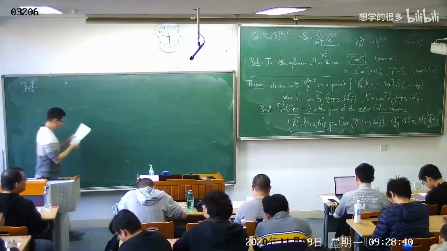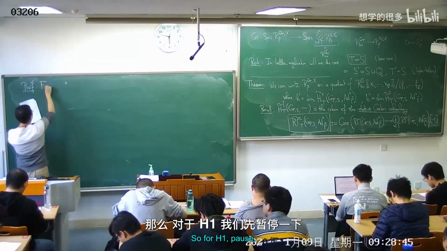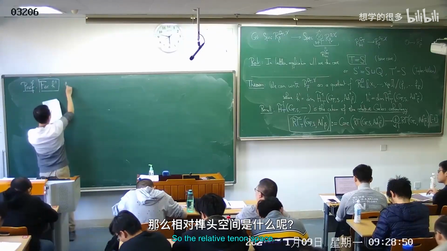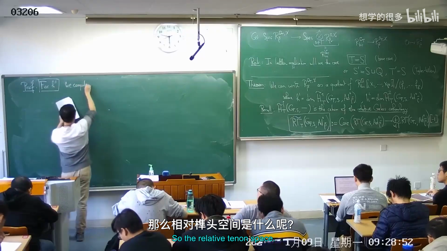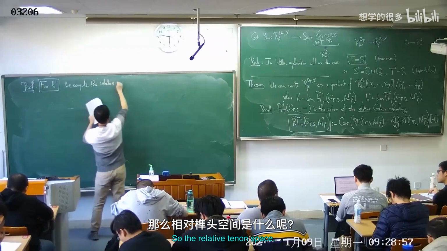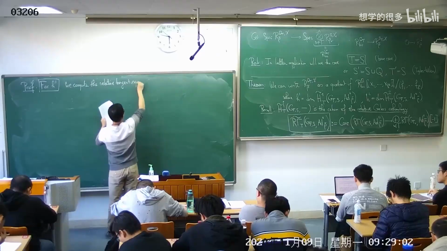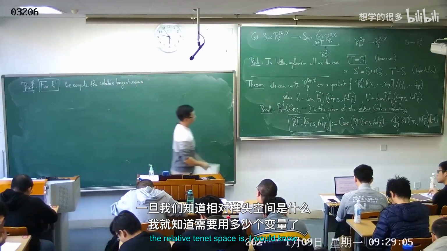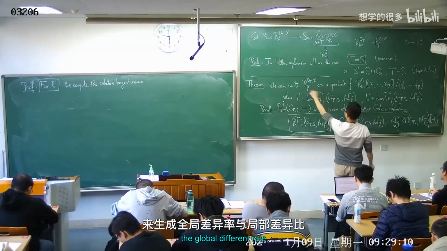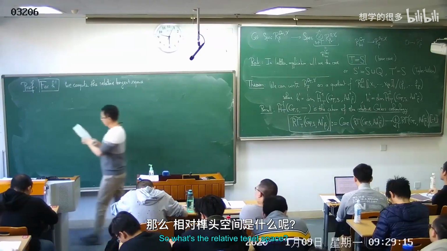So let's do the proof. We only prove H1. So for the H1 part, we compute the relative tangent space. Once we know what the relative tangent space is, I would know how many variables I need to use to generate the global deformation ring over the local deformation ring. So what's the relative tangent space?